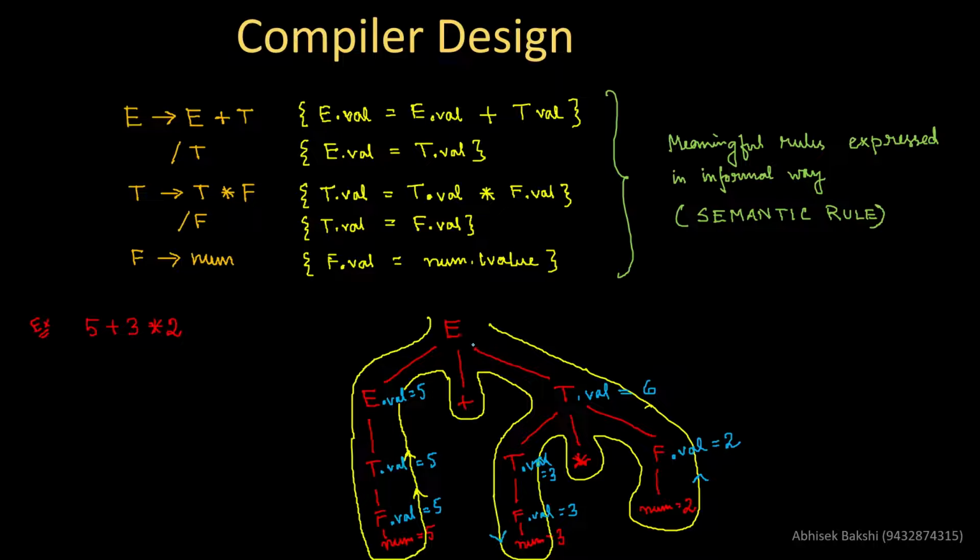And then in the same way, the first semantic rule will fire, and because of that the val attribute of this E will have the addition of these two, that is 5 plus 6, 11. As a result you will get 11 over here. So this is a way by which, taking the parse tree, that means taking the order of the production rules from the syntax analysis phase, this semantic analysis first checks whether they are semantically correct or not, and then it evaluates.